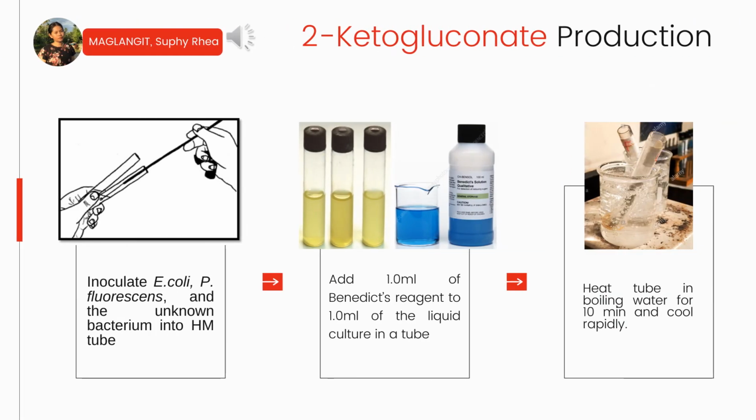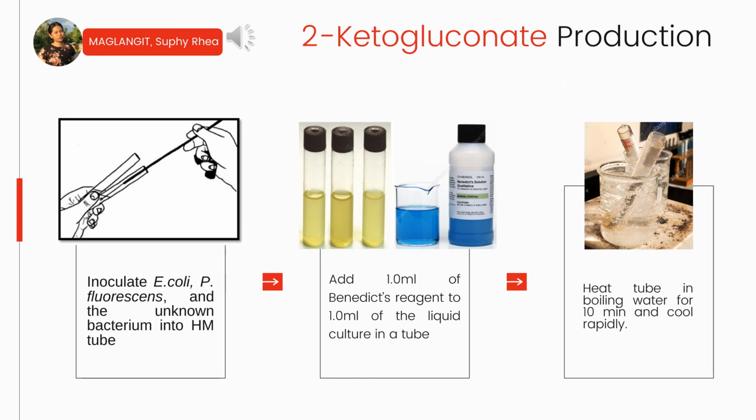Now let's go over how to conduct this experiment. First, we inoculate each of the organisms, the E. coli, the P. fluorescens, and the unknown bacterium into the Haynes medium tube. After that, we incubate it at 33 degrees Celsius for 48 hours. Then, we add 1 ml of Benedict's reagent to 1 ml of the liquid culture in a tube. These tubes will be boiled in boiling water for 10 minutes and will be cooled rapidly.